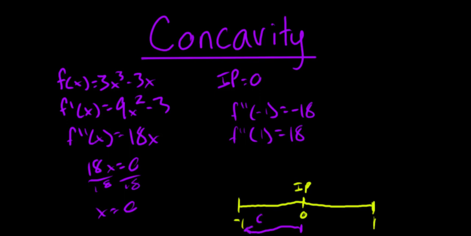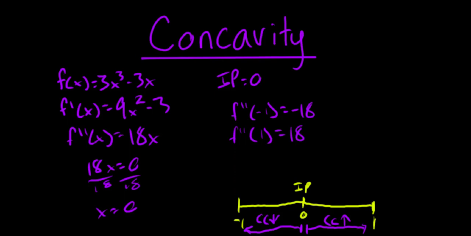This is not official notation. I'm just writing this because it's easy. CC and then a down arrow. So concave down. And then to the right of 0, like we just said, we're always going to get a positive number when we plug that into our second derivative, 18x. So from the 0, but not including it, all the way to infinity, it's going to be concave up. And that's it. We just found our concavity of the function.